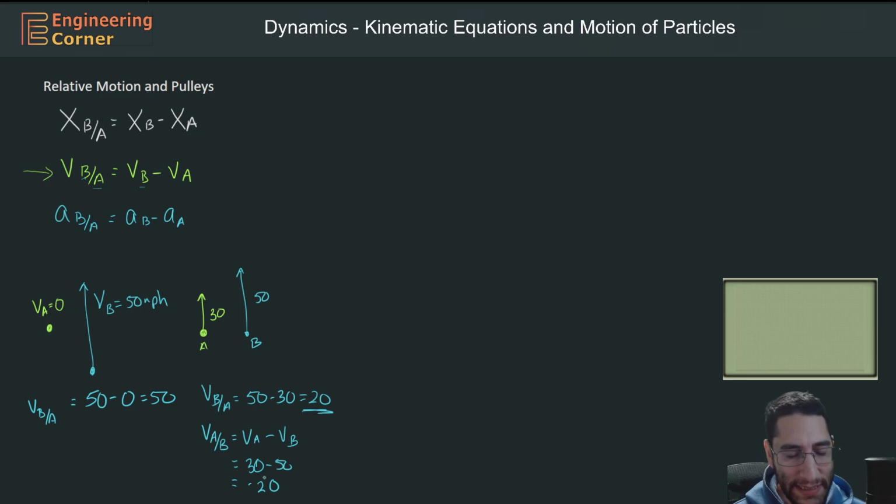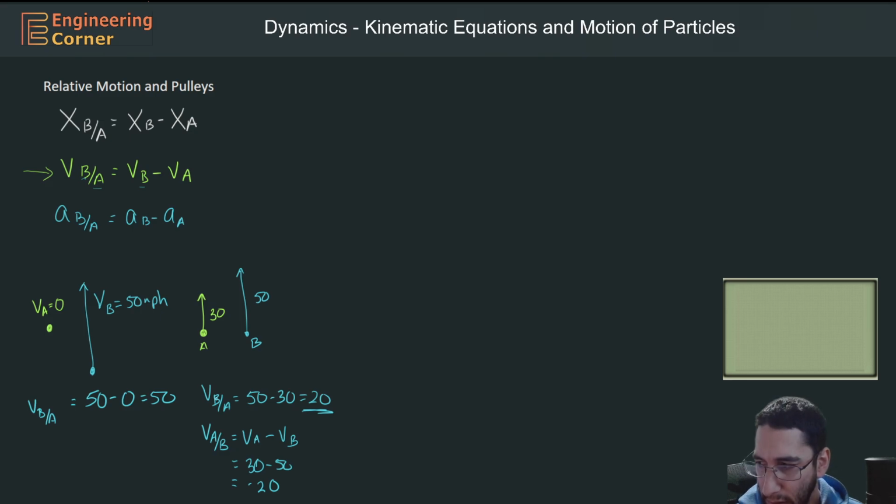And again, that makes sense. If you're in the car that's passing us, we look like we're going backwards at minus 20 miles per hour. So that's how relative motion works. And again, it's going to be the same for relative position, relative velocity, and relative acceleration. But to me, the relative velocity is easier to get a handle on.